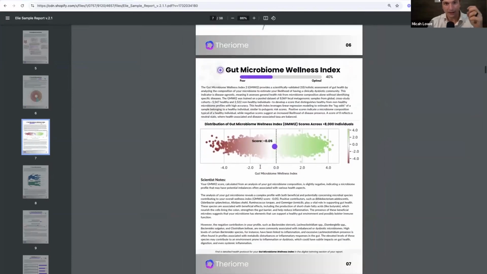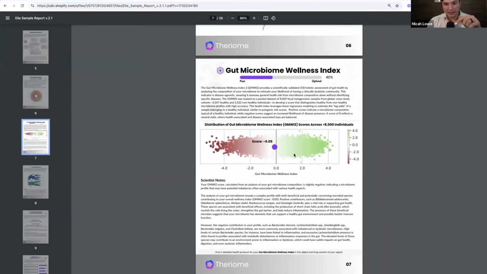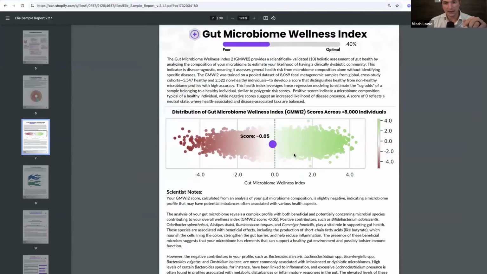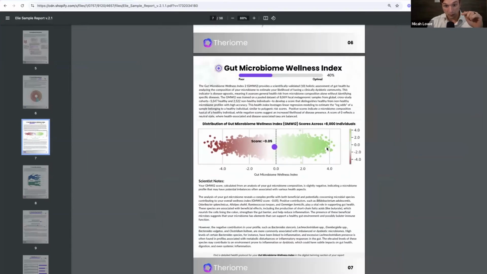Hopefully you can relate. Anyway, the Microbiome Wellness Index is going to tell you if somebody's in a dysbiotic state or not. So if they're way up here in the green, their microbiome is doing really well. If they're down here, and I'm way oversimplifying this, if they're down here in the red, they're not doing so hot.